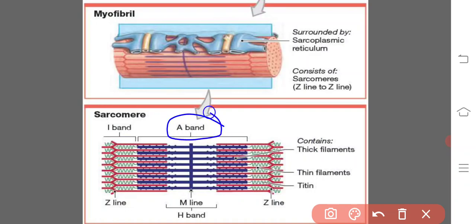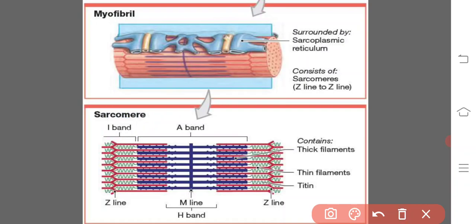A band, what is the specialty of the A band? Dark middle part of the sarcomere that extends the entire length of thick filaments and includes those parts of thin filaments that overlap thick filaments. Coming to the I band, lighter, less dense area of the sarcomere that contains the remainder of the thin filaments but no thick filaments. A Z disc passes through the center of each I band.